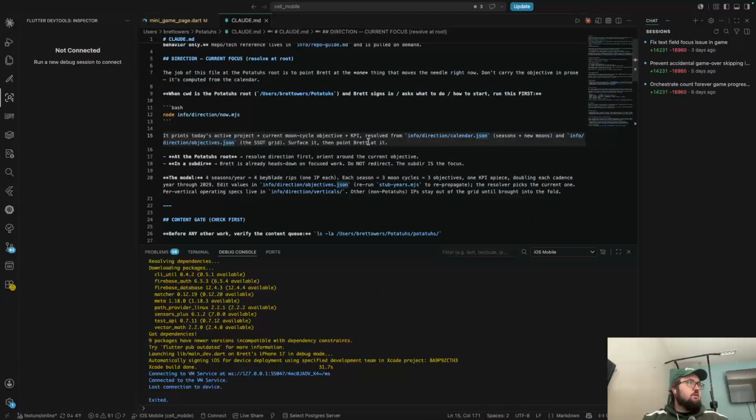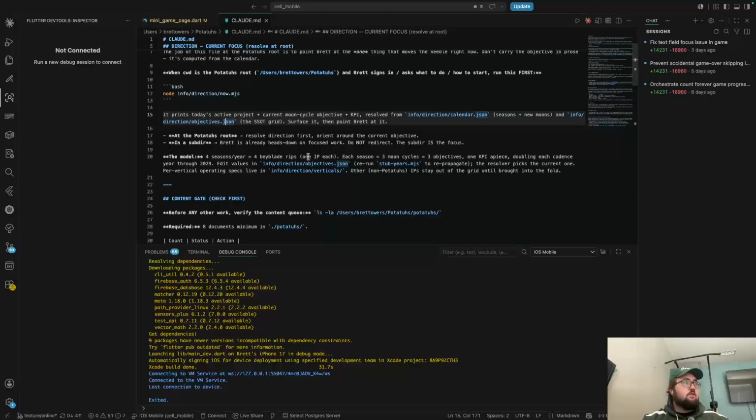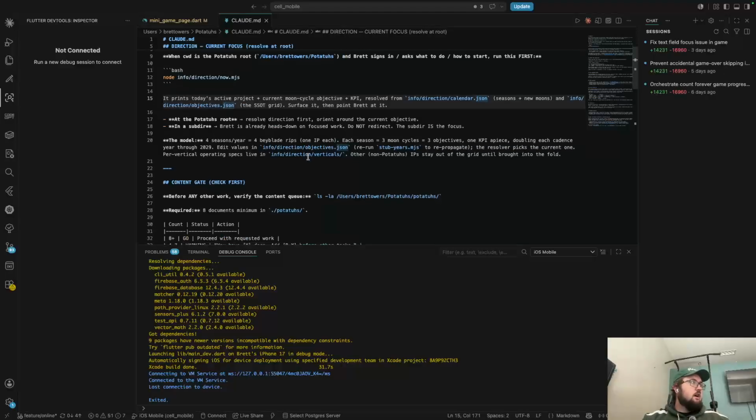Then we had it prints today's project KPI into the calendar.json. It's supposed to use that. Not sure if it was.